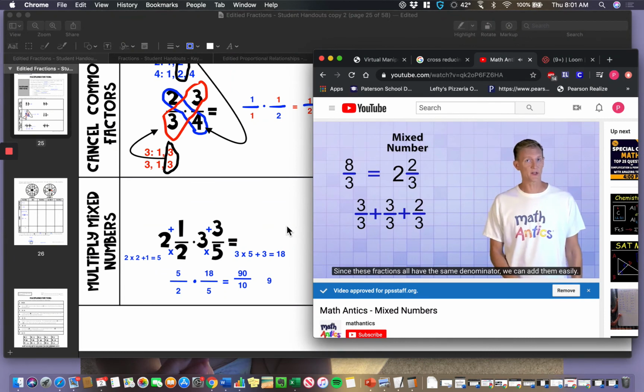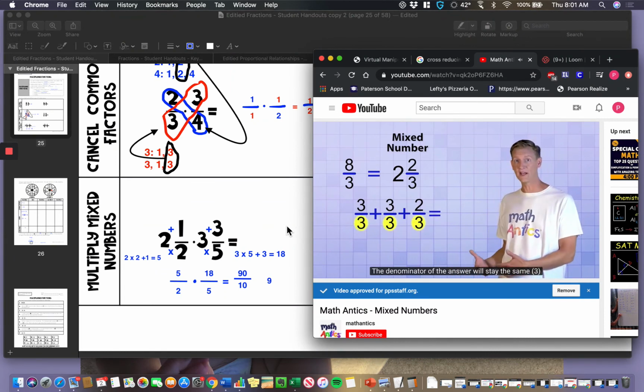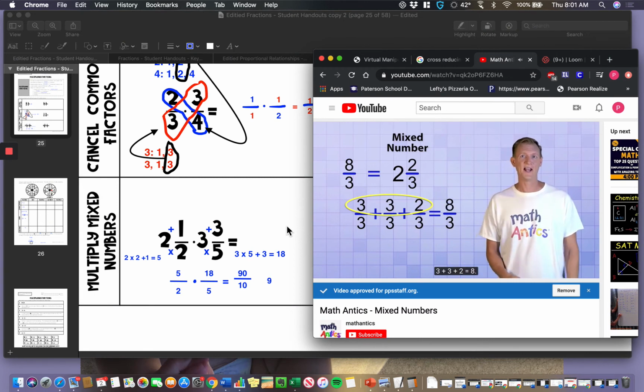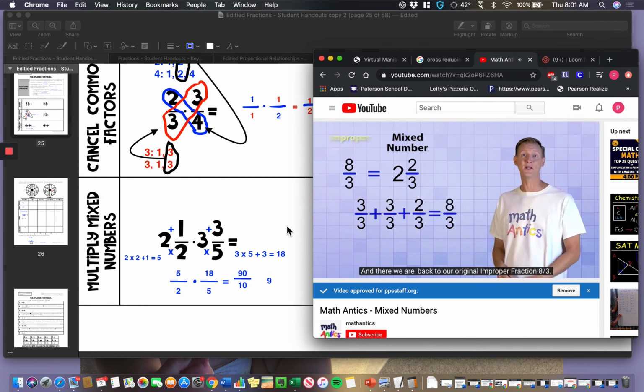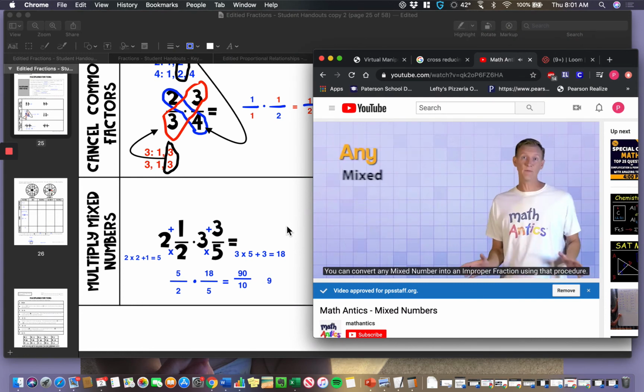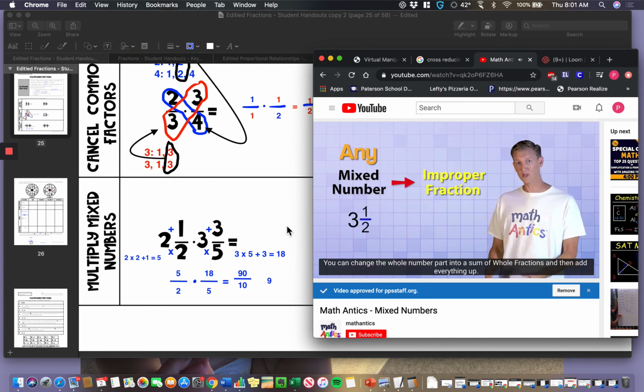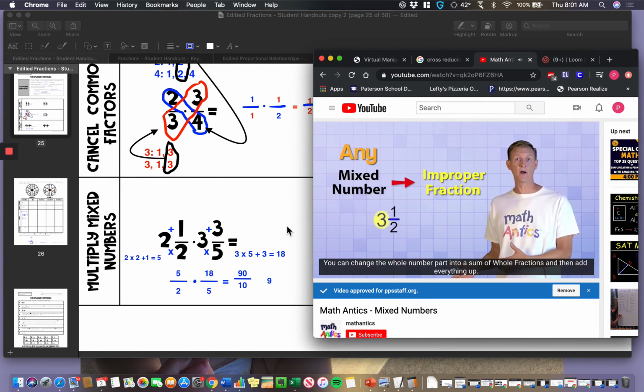Since these fractions all have the same denominator, we can add them easily. The denominator of the answer will stay the same, 3, and the numerator will be the sum of the other numerators. 3 plus 3 plus 2 equals 8. And there we are, back to our original improper fraction, 8 over 3. You can convert any mixed number into an improper fraction using that procedure. You can change the whole number part into a sum of whole fractions and then add everything up.